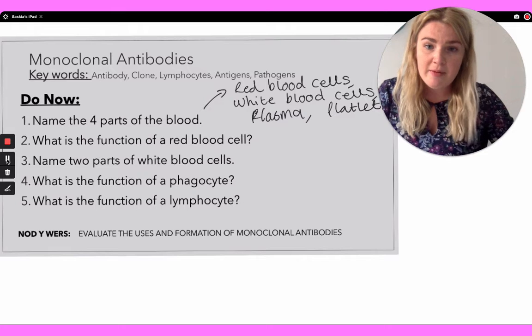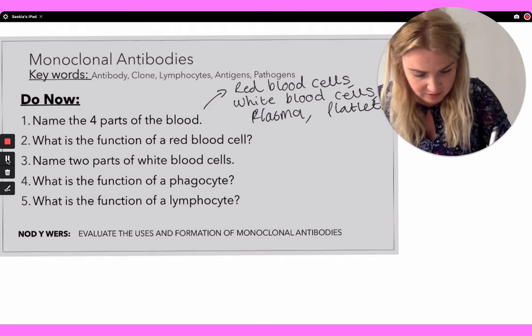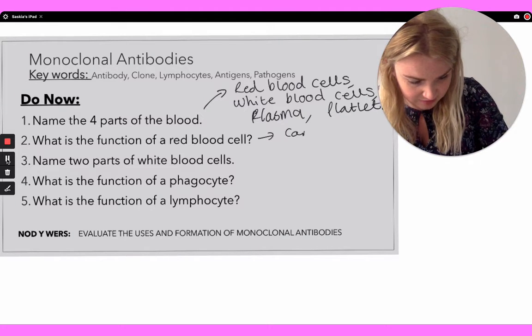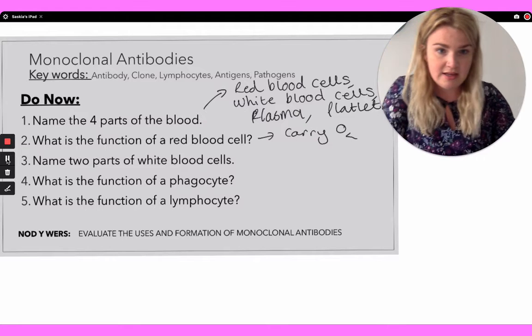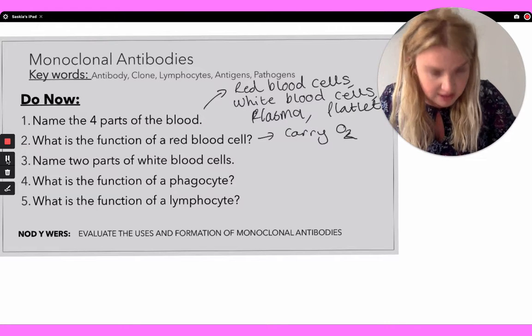What is the function of the red blood cell? The function of the red blood cell is to carry oxygen. Okay, that is its function. It is to carry oxygen.